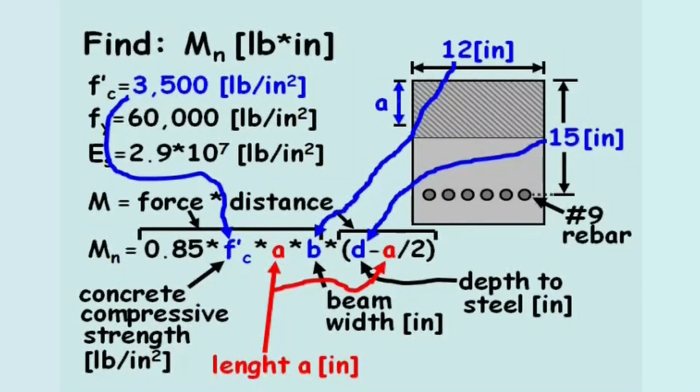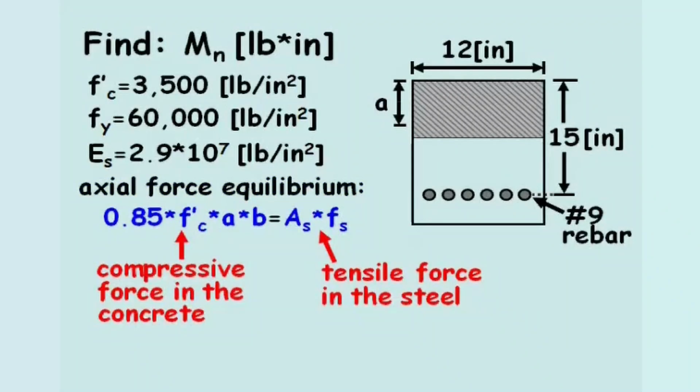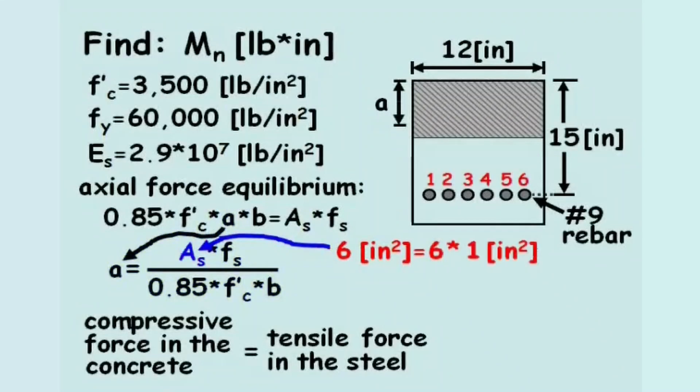From the equation for axial force equilibrium, where the compressive force in the concrete is equated to the tensile force developed in the steel, we can isolate the variable A, which equals the area of steel in the beam, AS, times the stress developed in the steel, Fs, divided by the quantity 0.85 times F prime C times B. For this beam, the area of steel equals 6 inches squared, which is 6 number 9 bars of steel times 1 inch squared for every number 9 bar of steel.